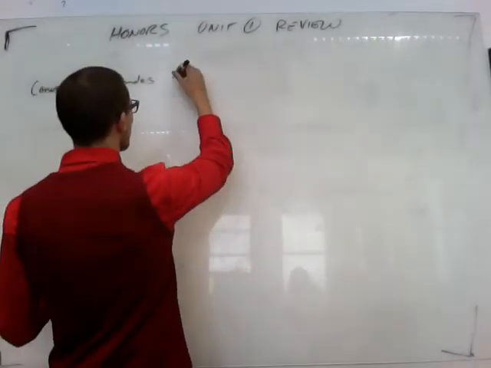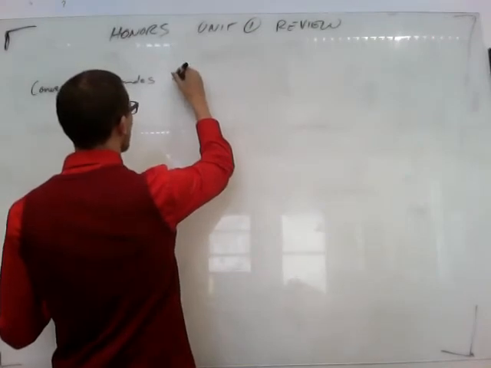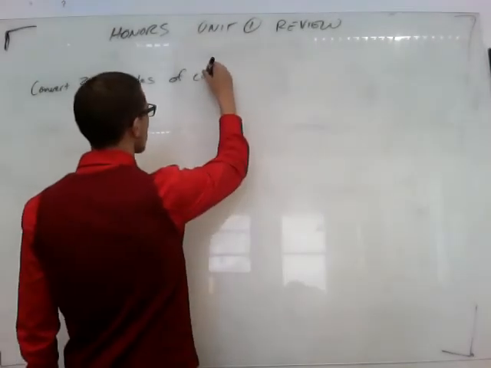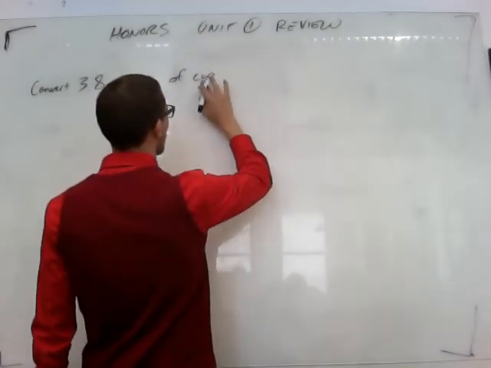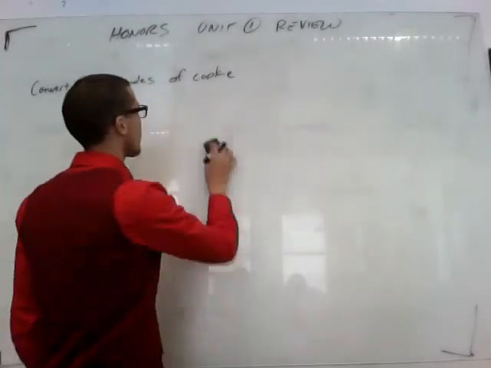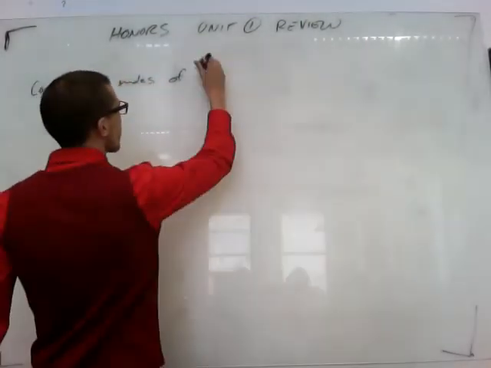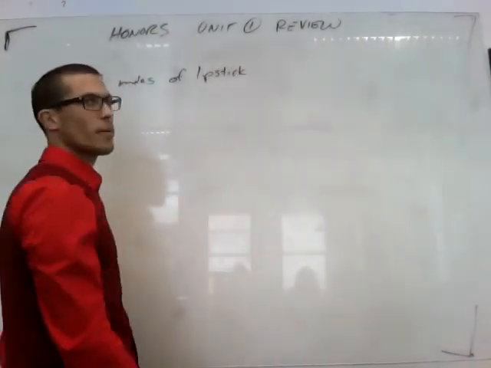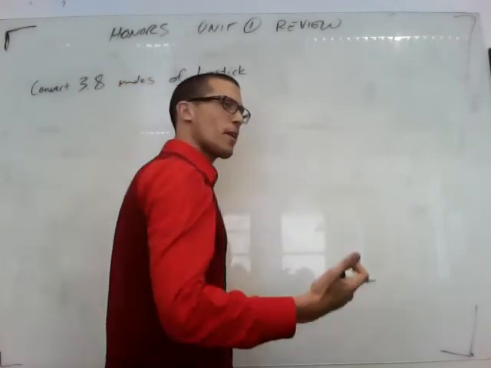Convert 3.8 moles of what? Of a cookie. Cupcakes? No, of cookies. No, we don't want that. Okay, of lipstick. Lipstick. I like lipstick. Thank you. Wait, by moles of cookies, do you mean that many numbers of? Lipstick. We're on lipstick now. Okay, that many moles of lipstick.